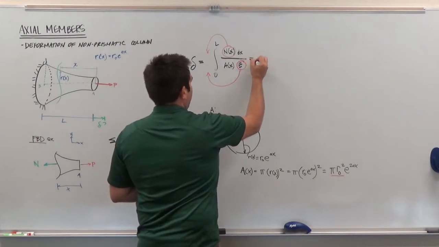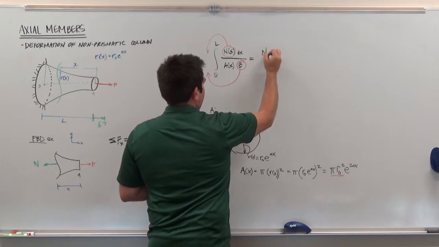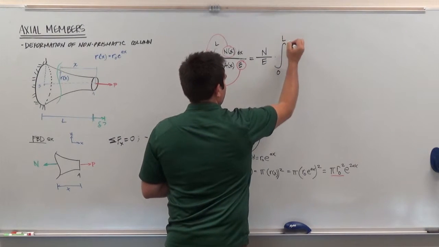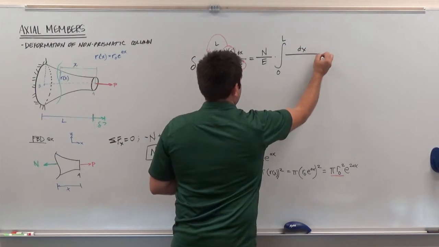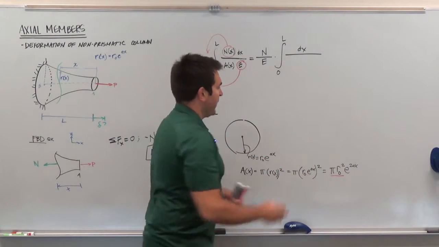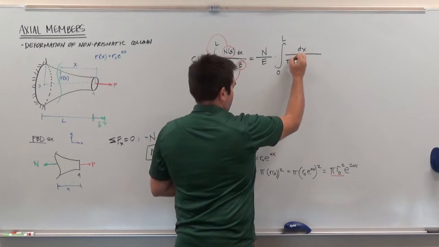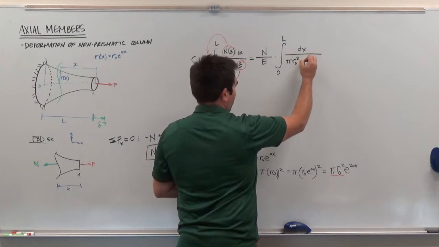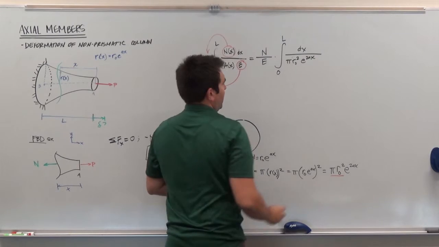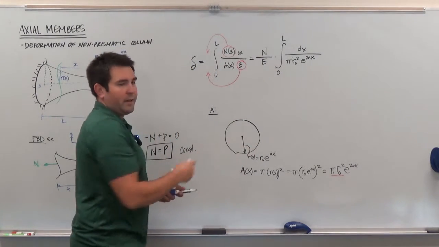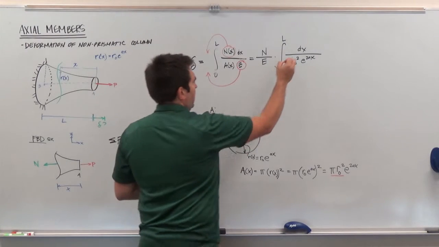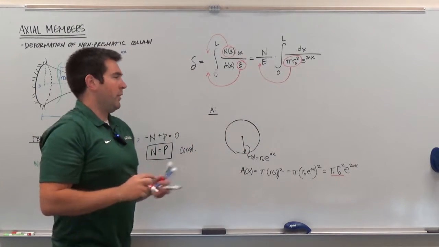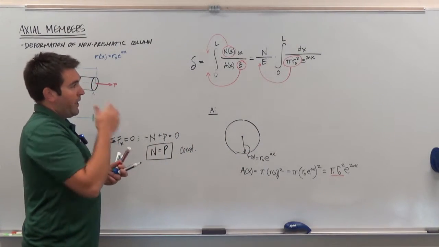If we were to simplify this down a little bit, I get n divided by e times the integral from 0 to L of dx over a of x. This is a of x right there: pi times r naught squared times e to the 2ax power. But just like we said down below, pi times r naught squared is a constant, and so that can also come out. You could still integrate it, it wouldn't make any difference whatsoever, but we can pull that out as well.